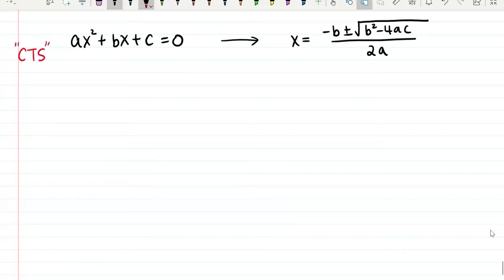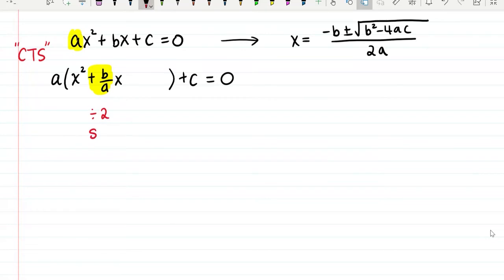Using completing the square, or CTS, we're going to factor out the a. If you factor out the a from the first two terms to do the CTS, it will be x squared plus b over a x, leaving some space before you close the bracket, plus c is equal to 0. Remember, the coefficient of the x term will be divided by 2, and then you square that value to make the expression inside the bracket a complete square.